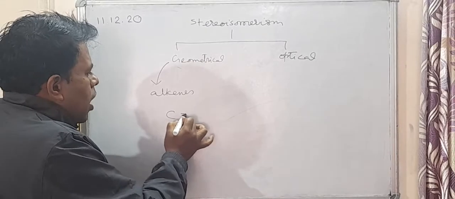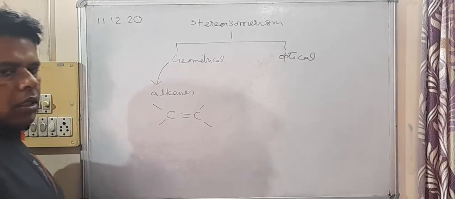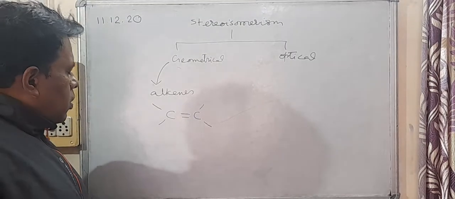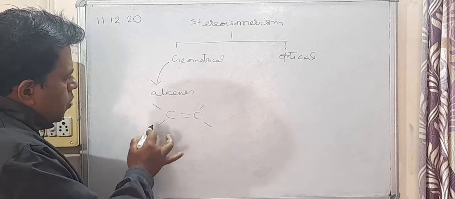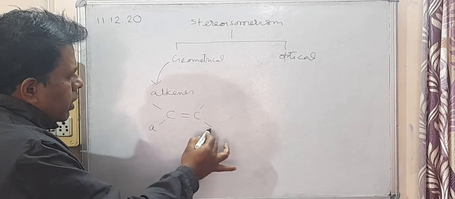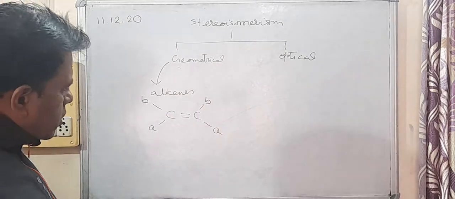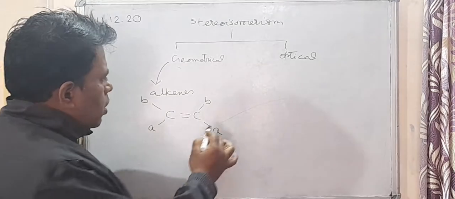Not only alkenes, it can be with some other compounds also, but there has to be a carbon-carbon double bond in it, then geometrical isomerism may arise. Say simple. So first of all, what is geometrical isomerism? Suppose we have this group attached. This is a compound, and you see another compound.